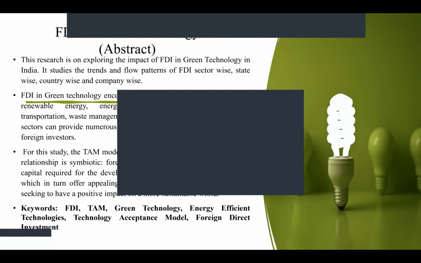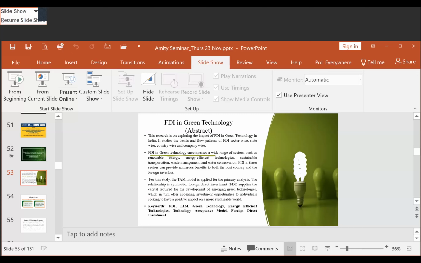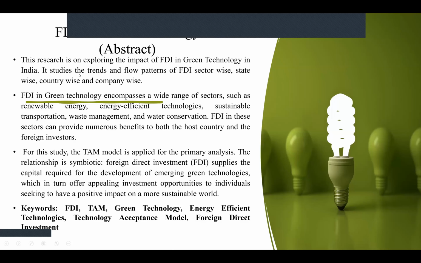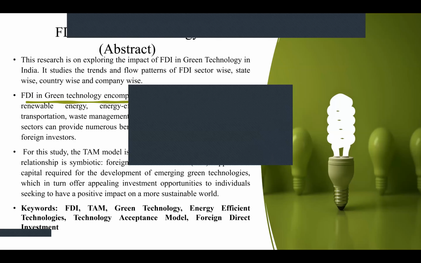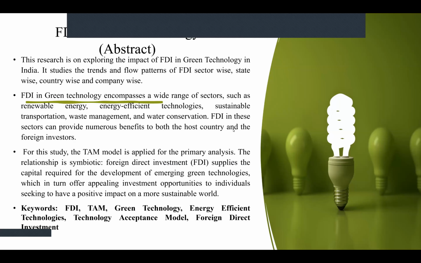Probably you have to do any particular merger or acquisition out here in Australia. That is what is known as a foreign direct investment, directly investing, right? And if you are purchasing the shares of any particular company out here, that is known as portfolio investment. Is it clear to all of you what is foreign direct investment and what is portfolio investment? So we are talking of foreign direct investment that is coming into India in green technology, right?